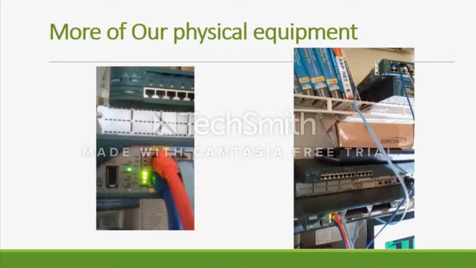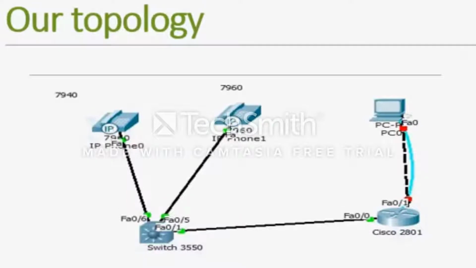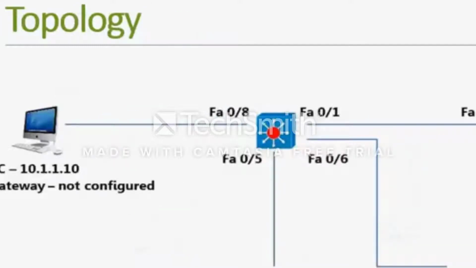Make sure that you are connecting everything in the same order. Topology, the same thing that I'm talking about. 7940, 7960 phones, that's what I have. My switch, a 3550 as you saw. One console cable from my laptop to the router, and one crossover cable over here, and these other three are going to be my straight-through copper cables. This is going to be the same stuff.